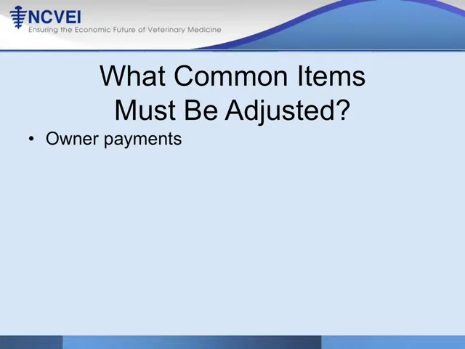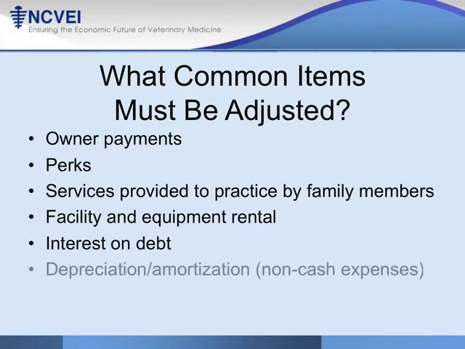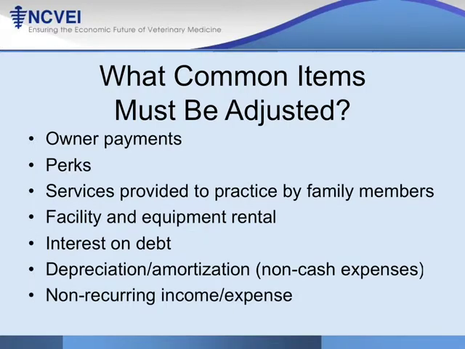And we'll talk about each of these items in a little bit more detail as we go, but I want to just give you the list of them first. The perks that we talked about earlier, the personal accounting policies, so those are the trips to Tahiti, the liquor store bills, etc. That's a common adjustment for most practices. There are sometimes services provided to the practice by family members, and those are not recorded in the financial statements at fair market value rates. Facility and equipment rental often needs to be adjusted, interest on debt, non-cash expenses such as depreciation and amortization, and non-recurring income and expense items.